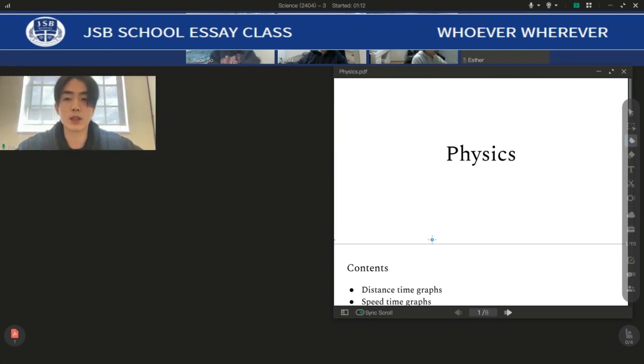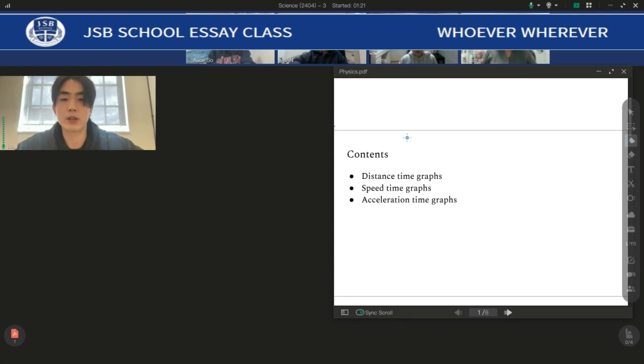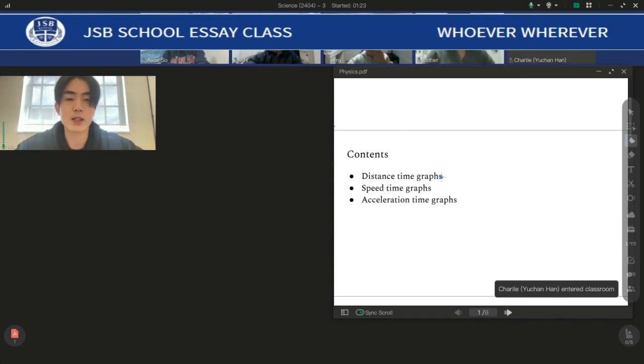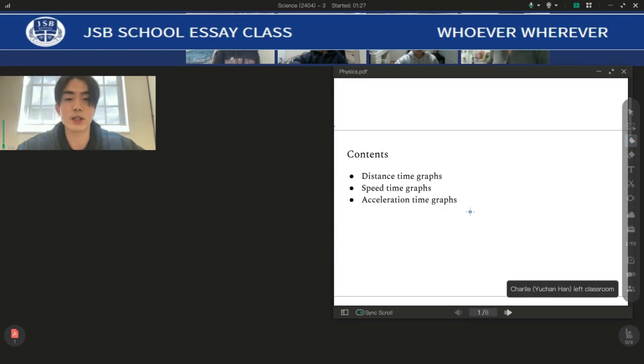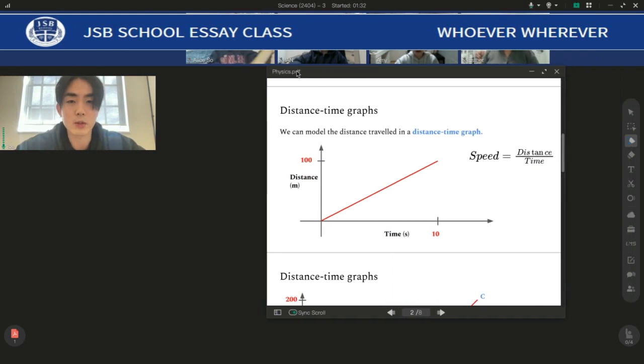Okay, so we're gonna continue with physics, but we're gonna now look at some more graphs. These are the three different types of graphs we're gonna look at: distance time graphs, speed time graphs, and acceleration time graphs. So there's three different types. First things first, let's try and make this bigger.